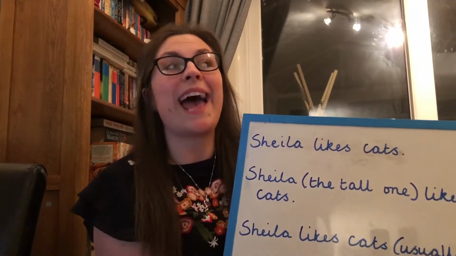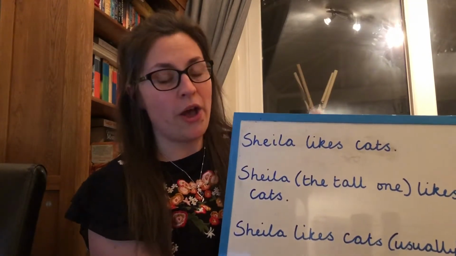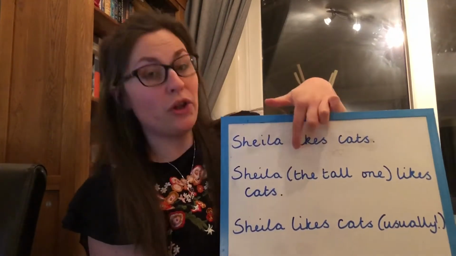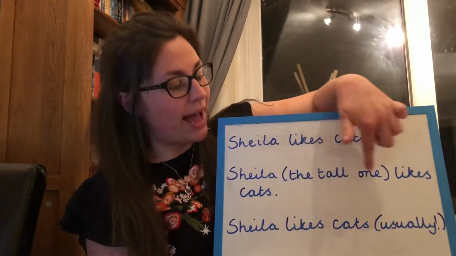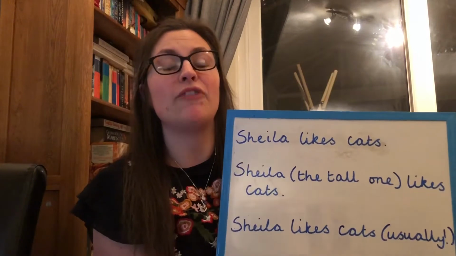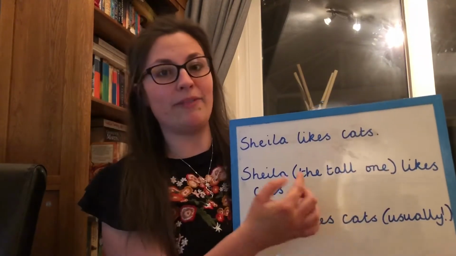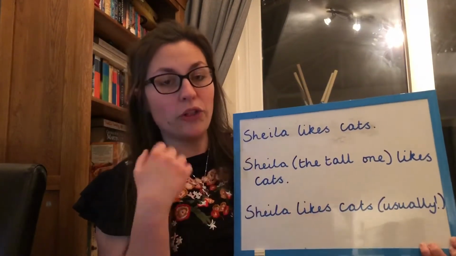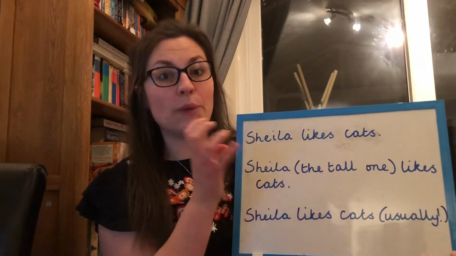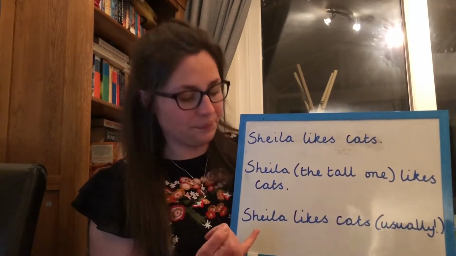Parenthesis is when you add extra information into an already grammatical sentence. For example, here I've got "Sheila (the tall one) likes cats." And what I've done, because I've added in an extra piece of information, is I've punctuated it with brackets. So I've put brackets on either side of my parenthesis. If I were to take the parenthesis out and look at the whole sentence without it, it would still make sense on its own. It would still be "Sheila likes cats."